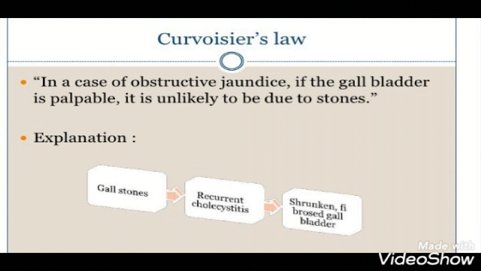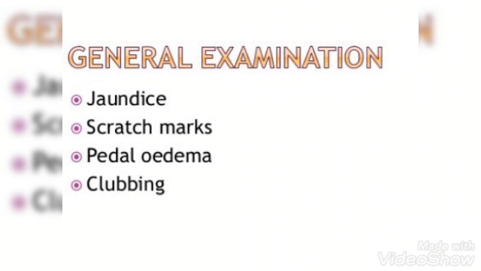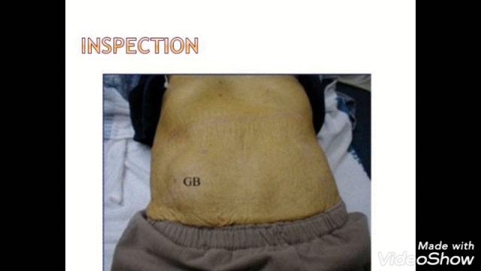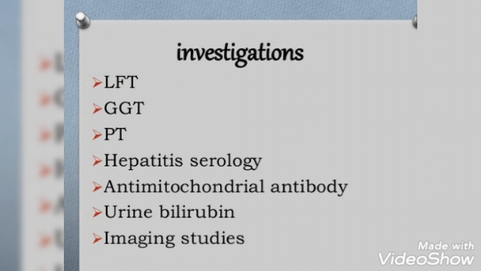Now what is Courvoisier's law? In a jaundice patient, if the gallbladder is palpably enlarged, it is not due to stones. In case of stones, previous inflammation would have made the gallbladder fibrotic, hence not palpable. In general examination, there will be features of scratch marks, pedal edema, clubbing and jaundice. In inspection, the gallbladder will be palpable.